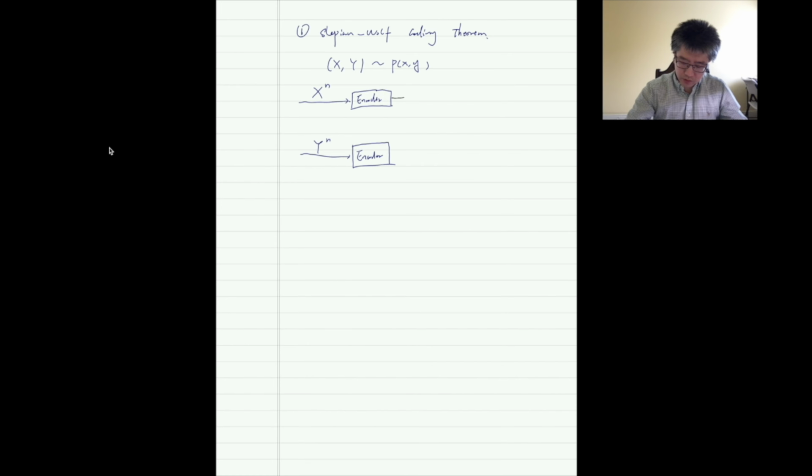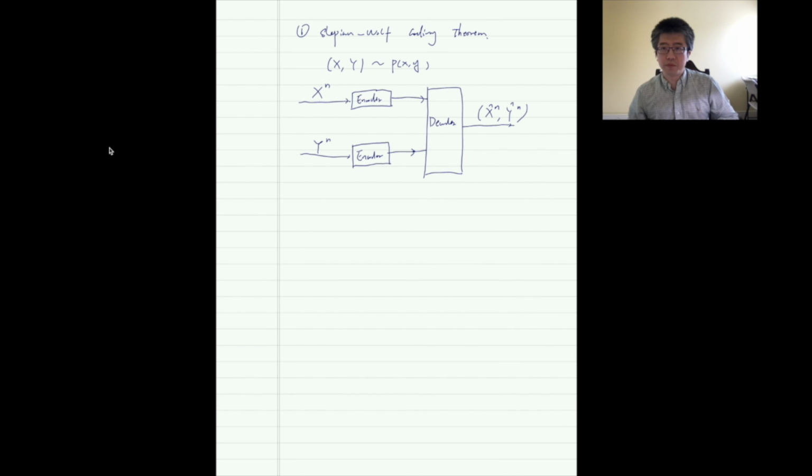But for the decoder, the receiver receives both of the transmitted signals. They can observe both of them, and then they decode X, Y together to get X hat and Y hat. Okay, so this is basically the procedure. So this is basically the distributed source coding problem.